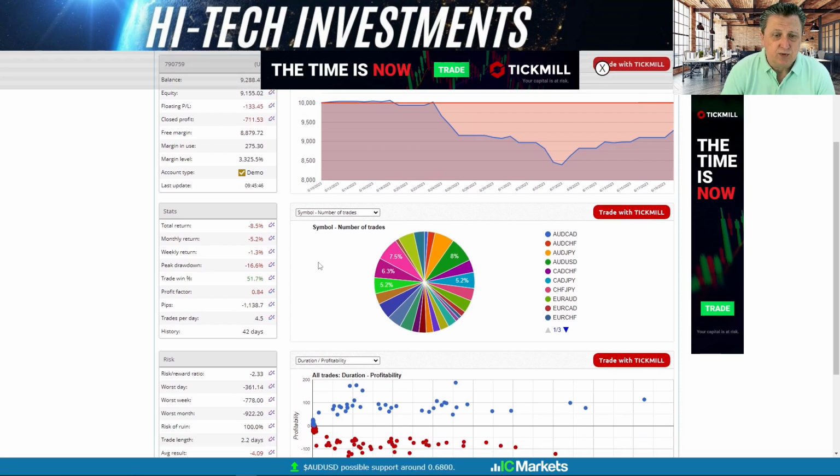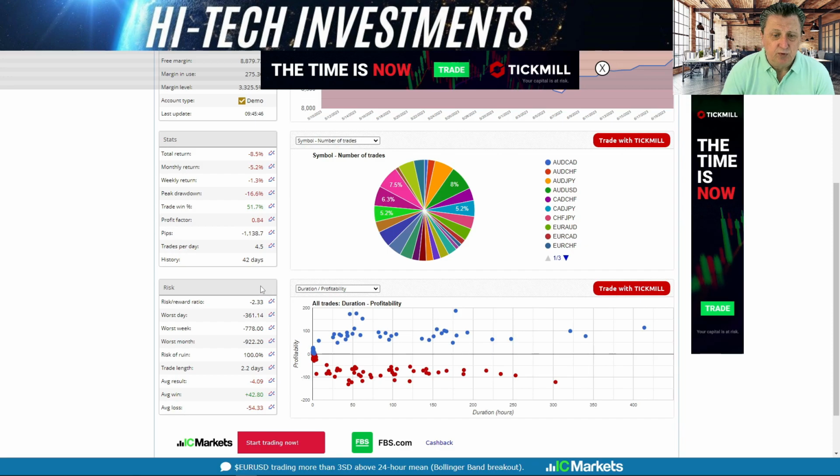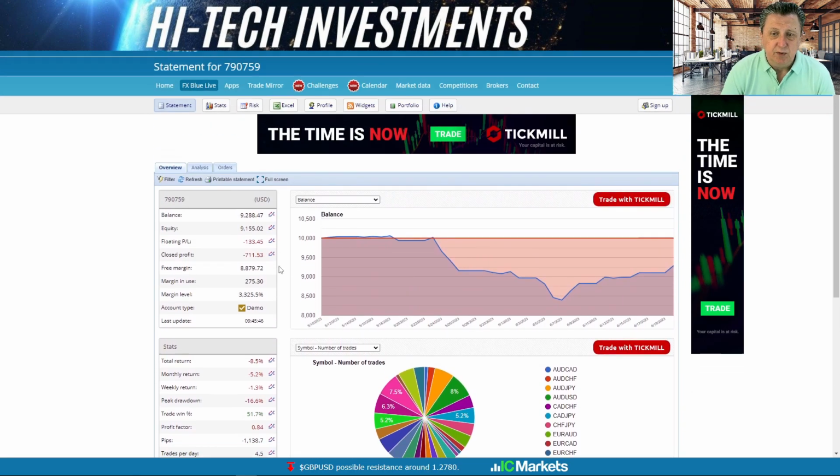Again, this is also the 15-minute chart. The trade wins, as you can see, it's only 51%, so very, very low. Definitely, we need to get that one up. The history is 42 days old. And then you have a lot more information in here. Some of the things that you have a look at is the average win is $42, and the average loss is 54. So definitely not going in the right direction when you look at the numbers themselves.